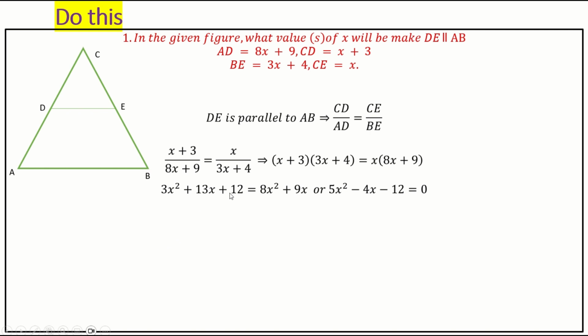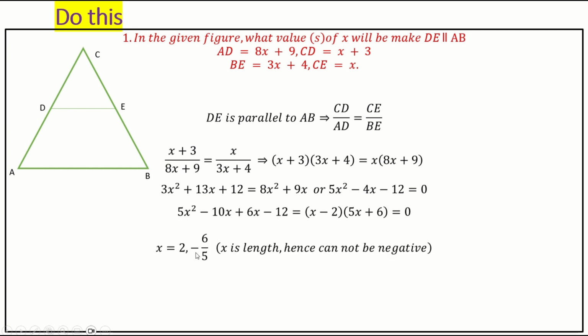And then simplify, you will get a quadratic equation 5x square minus 4x minus 12 equals 0. It will have two values, x equals 2 or x equals minus 6 by 5. Length cannot be negative, so ignore it. x is equal to 2. If you substitute minus 6 by 5, CE will become negative, right? CE cannot be negative. CE is equal to x. x cannot be negative. Okay, so x equals 2. Next.